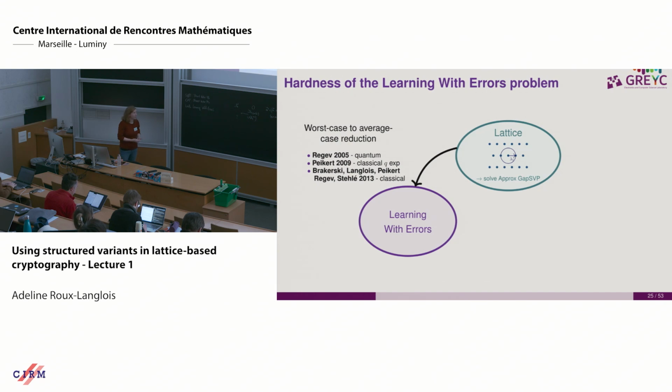Those proofs were built by Regev in 2005. The first proof was quantum, meaning that it needed a quantum algorithm to do the reduction. A reduction is an algorithm saying, okay, if I can solve the first problem, then I have an algorithm which solves the second one. And the first reduction was quantum, so you needed a quantum algorithm to solve the second problem, which means that you needed, in theory, a quantum computer to solve the other problem.